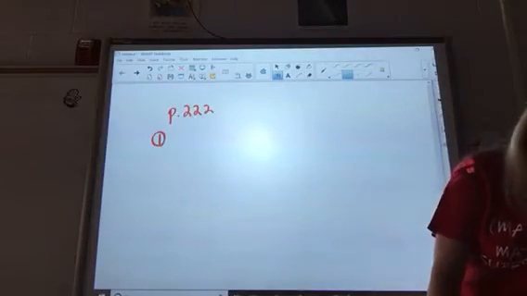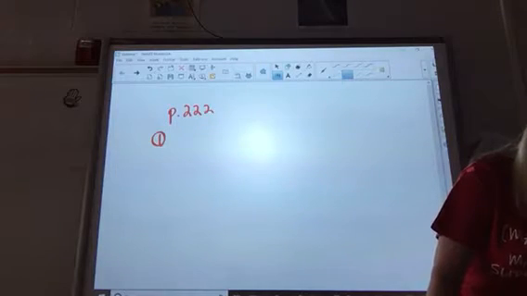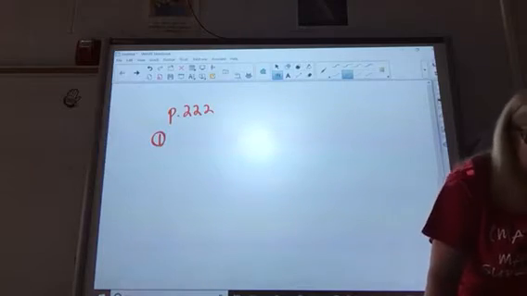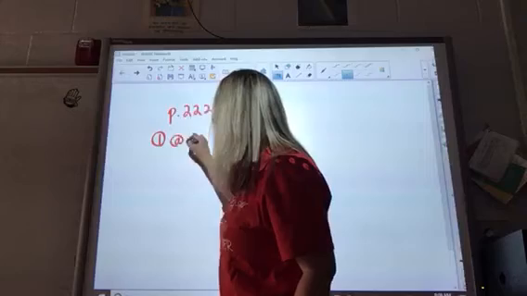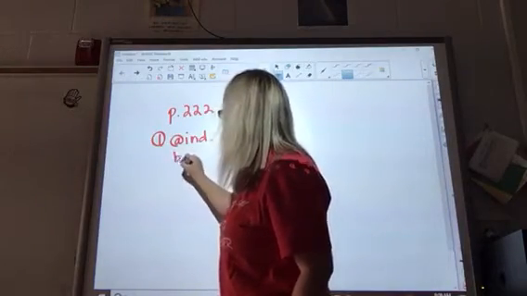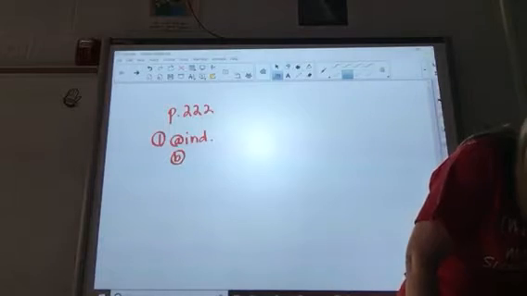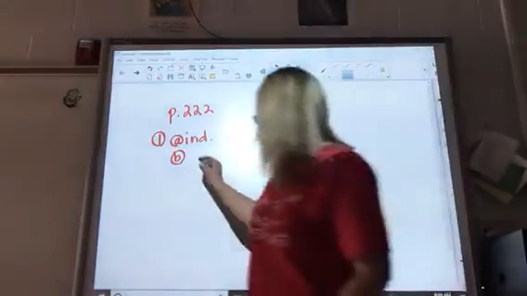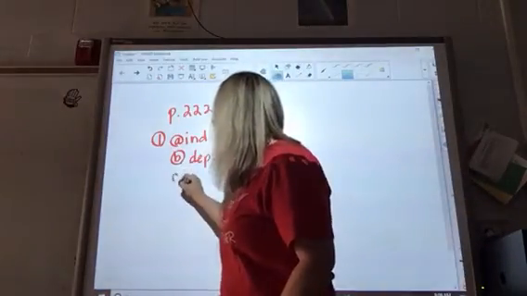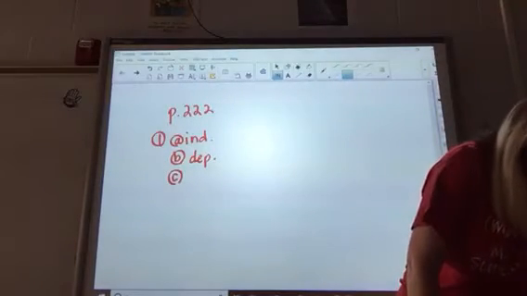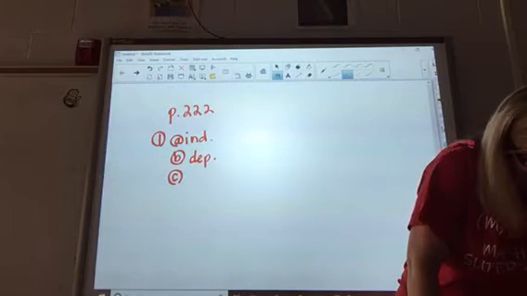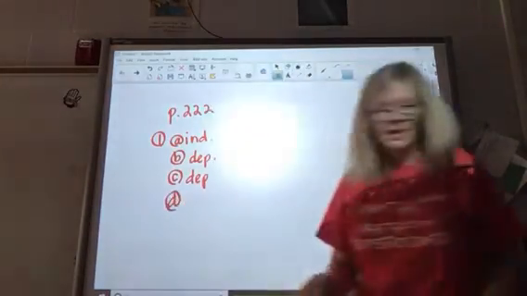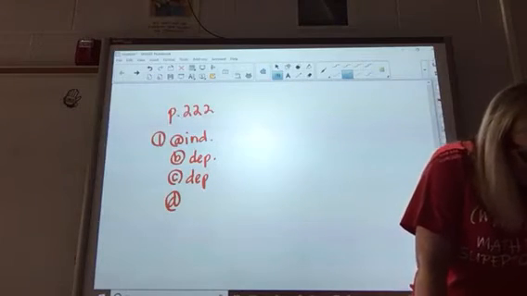All right, 1 says, state which events are independent and which are dependent. A says tossing a coin and drawing a card. Those have no effect on each other, so those are independent. Okay, B, drawing a ball from an urn, not putting it back, and then drawing a second. Okay, that's dependent because you didn't put it back. C, getting a raise in salary and purchasing a car. All right, those are dependent because you probably wouldn't have purchased that car if you didn't get that raise.